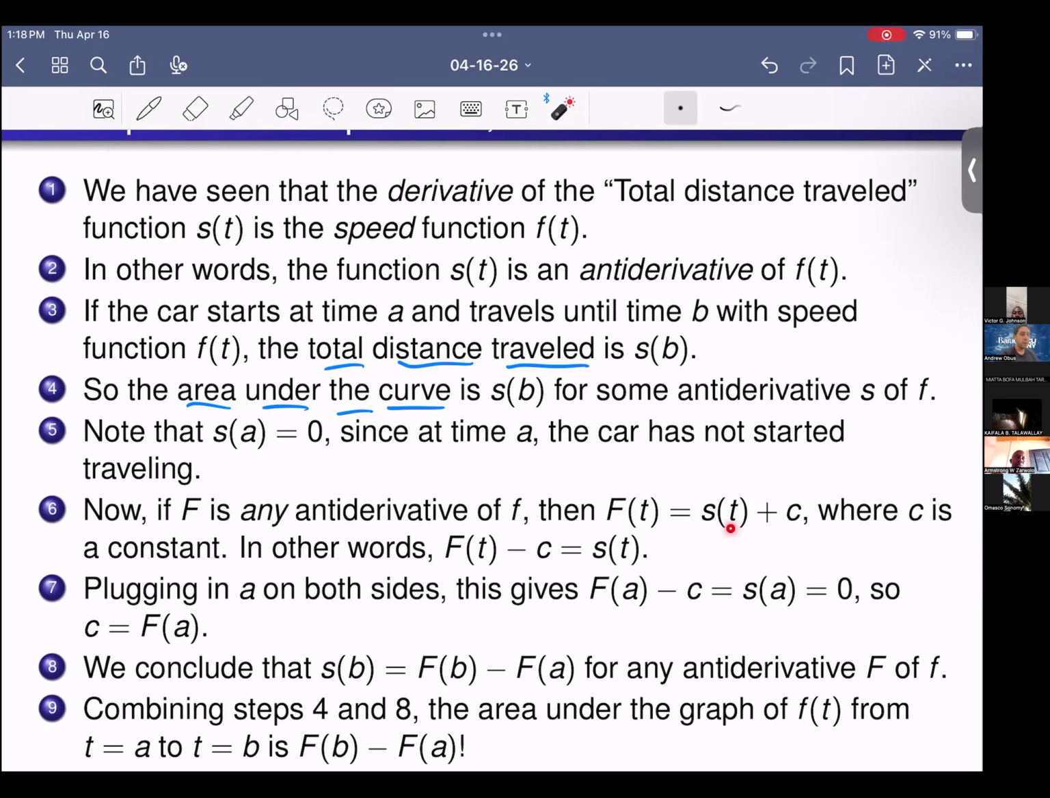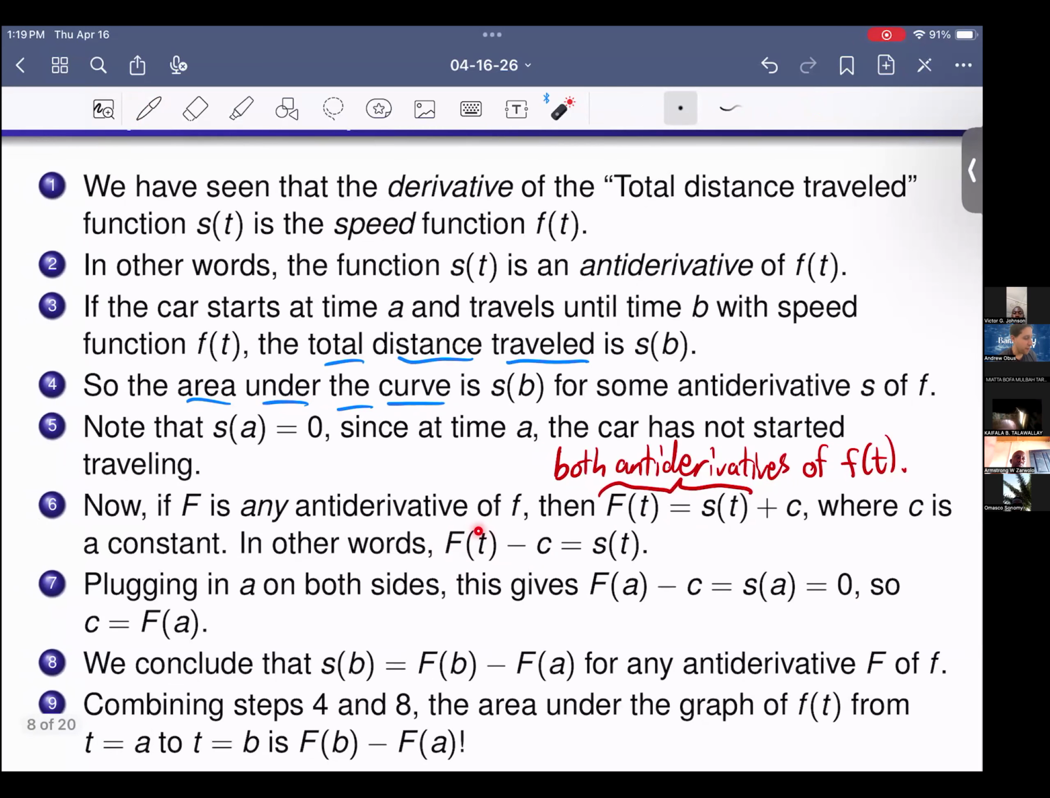So if I have two functions that are both antiderivatives of little f of t, then one of them has to just be the other one plus a constant, right? So maybe I'll write this here. Okay, so if I take any antiderivative at all, big F of t, well, it's got to be equal to my specific antiderivative, the total distance traveled function, and then plus some constant, which I'm not telling you yet what this constant is. Okay, and then I can just move the c to the other side of the equation. So another way of writing this would be that F of t minus c is equal to s of t. So F is just some arbitrary antiderivative, and s is the specific antiderivative that gives me the total distance traveled.